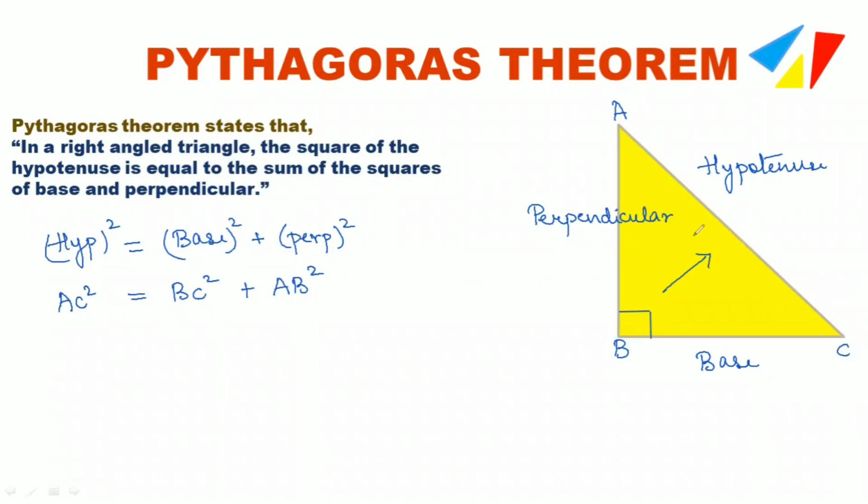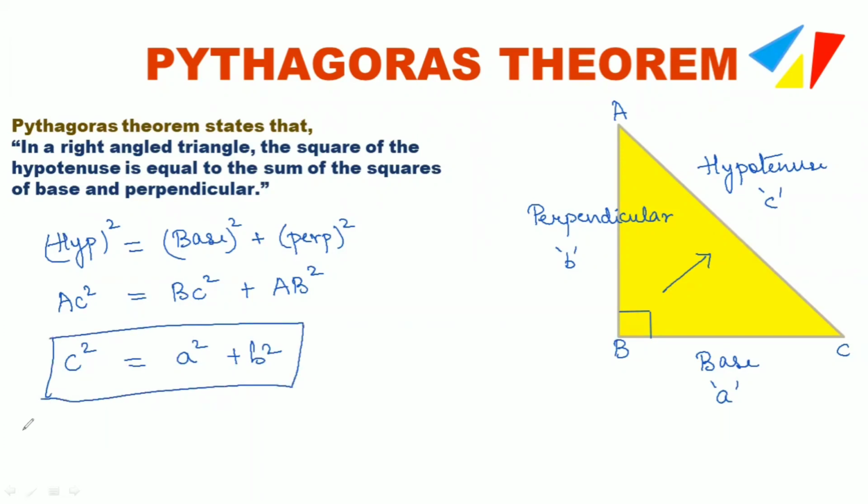If I name this triangle ABC, and I have the base BC as A units and the perpendicular or the height of the triangle as B units, whereas the hypotenuse, that is the longest side of the triangle, as C units, we can write this as C square equals A square plus B square. This is the common form in which we learn the Pythagoras theorem.